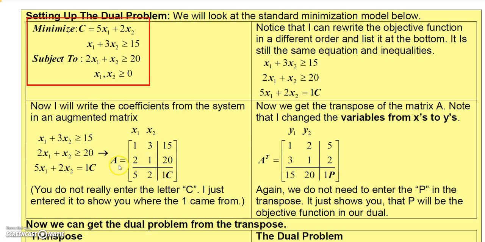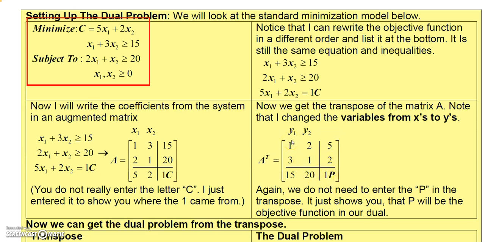Now, to get the dual, we're going to have to transpose this matrix. So we take this matrix and we transpose it, and then the row 1, 3, 15 becomes the column 1, 3, 15. The row 2, 1, 20 becomes the next column 2, 1, 20. And the row 5, 2, 1 becomes the next column 5, 2, 1.